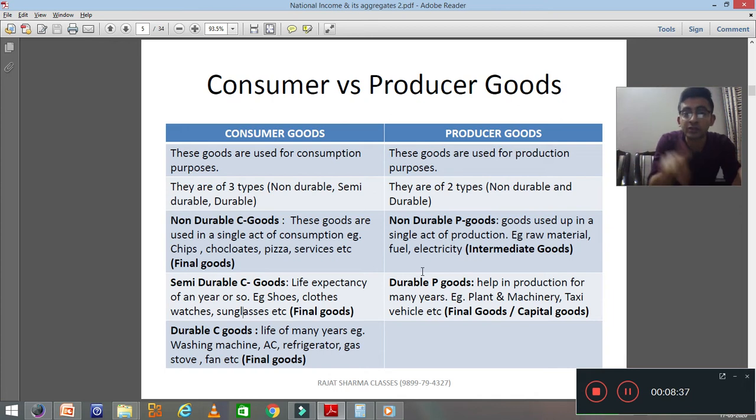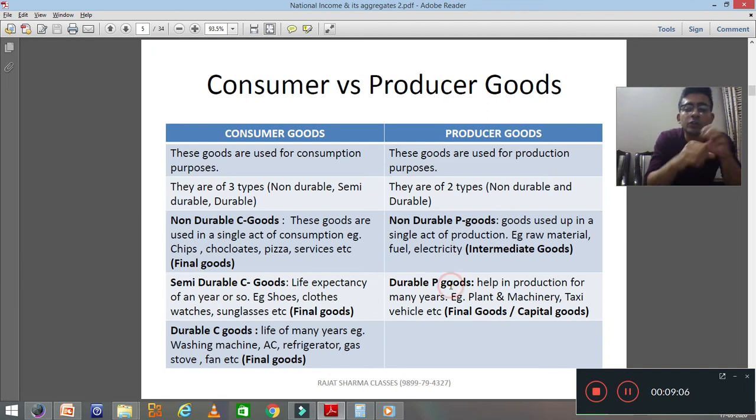We took an example of sugarcane. If the sugar industrialist is using sugarcane, it becomes an intermediate good. If I use bread to make bread pakoras, so bread becomes an intermediate good, right? So these are goods which are used for something else. The producer uses them for something else. These are intermediate goods or non-durable producer goods.